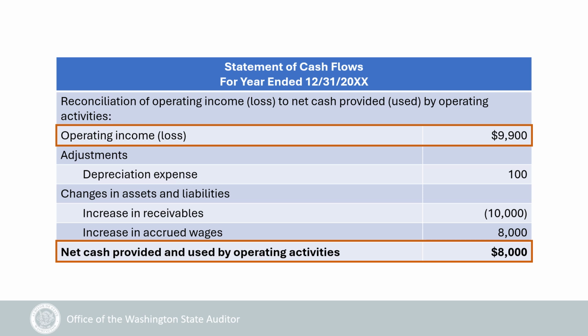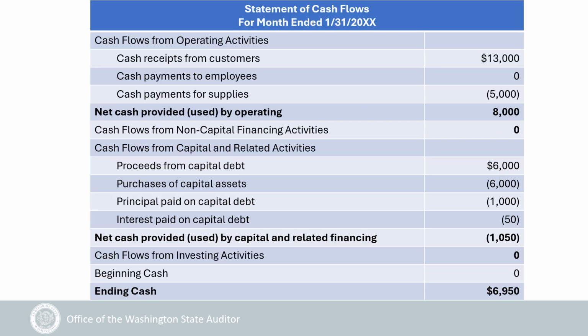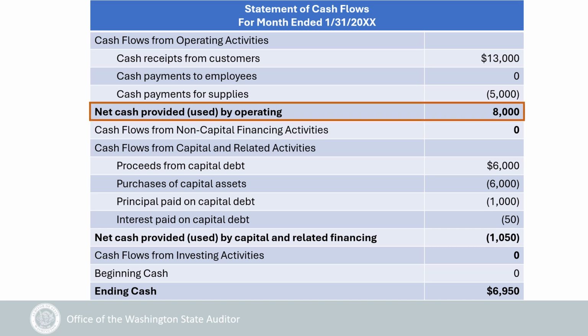And now, when we add the adjustments and the changes in assets and liabilities to the operating income, that gives us the net cash provided and used by operating activities. And we can go back to the first page of the cash flow statement and make sure that the net cash provided and used by operating activities matches the amount from the first page. So on this page, our net cash provided and used by operating activities is $8,000. When we go back to our first page of the cash flow, we can see that it is also $8,000. That means that we did it correctly.